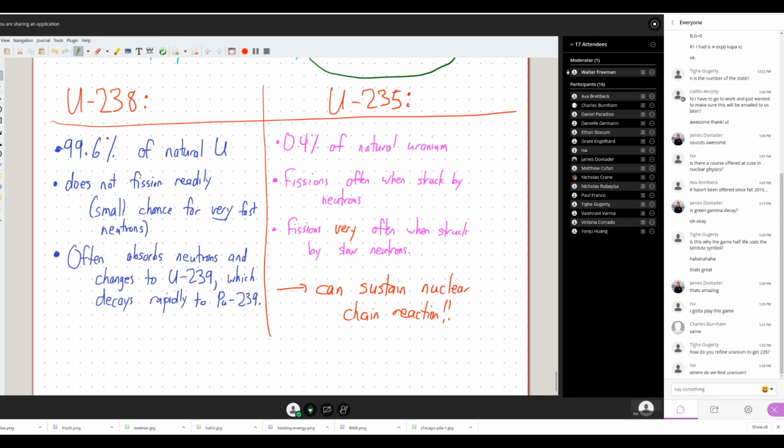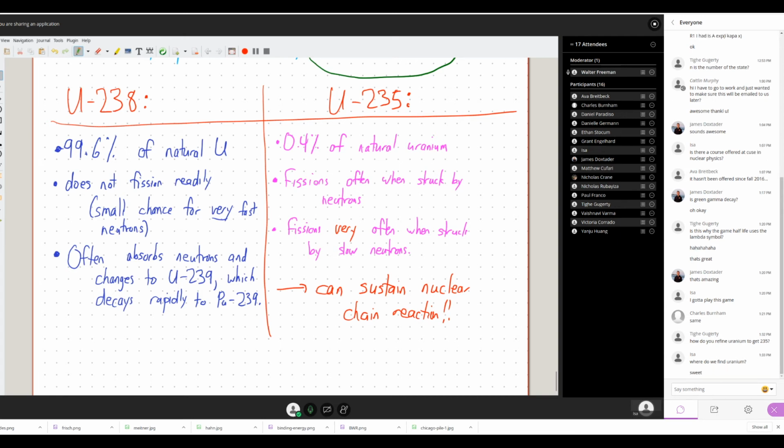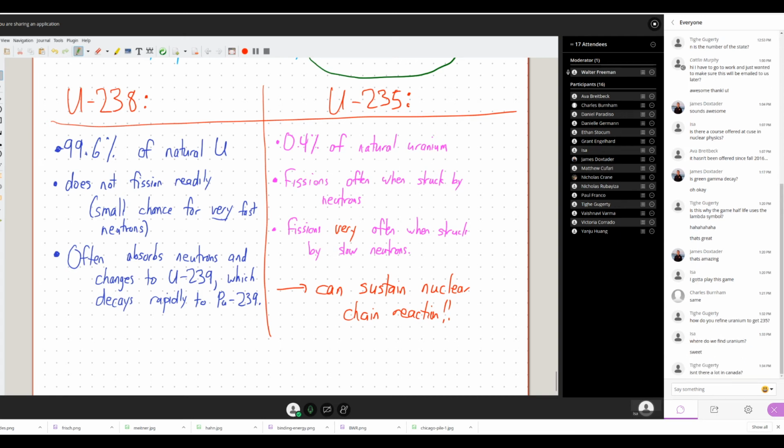Where do we find uranium? It's all over the place. It's a common element in Earth's crust. You can mine the stuff. It's not terribly radioactive, right? Remember, it's got a half-life of billions of years. That's the only reason why we can still find it. So yes, uranium can be mined all over the world. There are lots of different places. There is a lot in Canada. I think there's some in Colorado. I believe there is a lot in Central Africa. It's not hard to get.